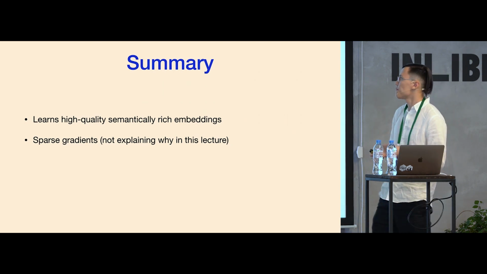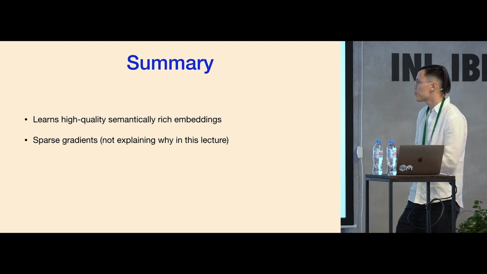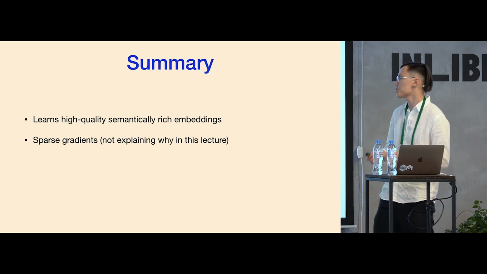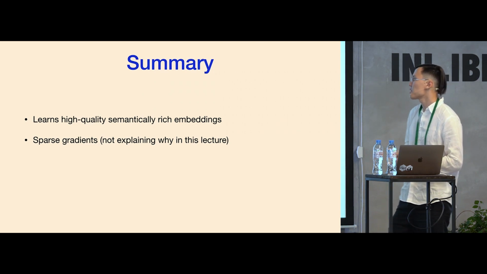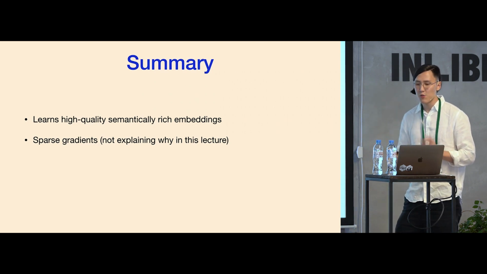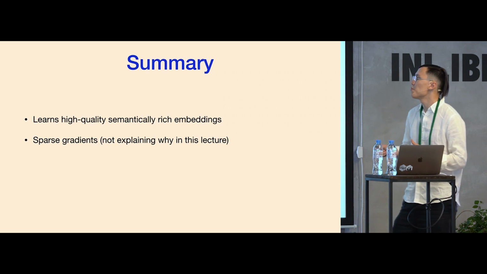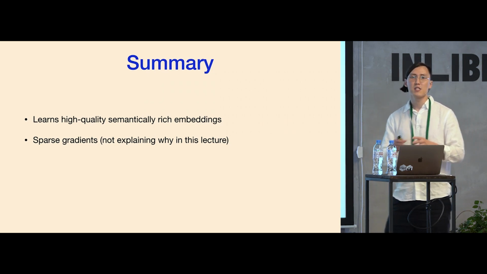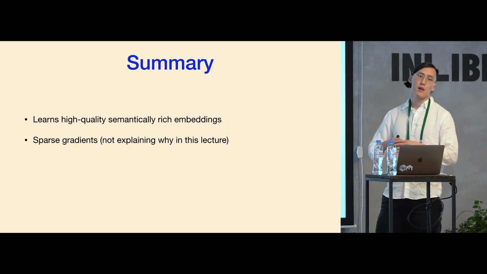So another interesting feature of the skipgram model is that the gradients that we just computed are very sparse. I'm not explaining why they're sparse in this lecture. You will have to believe me. But basically what happens is that our gradients will be non-zero only for the input representation of the word we're currently looking at, and a small subset of other words.